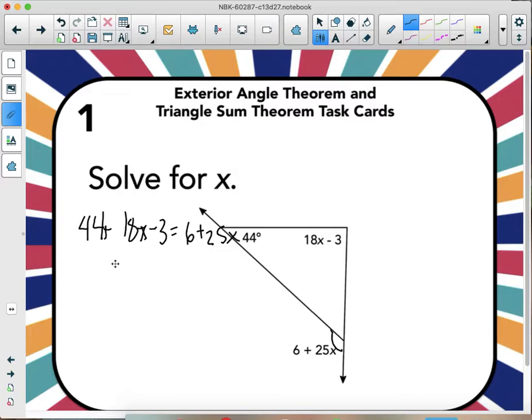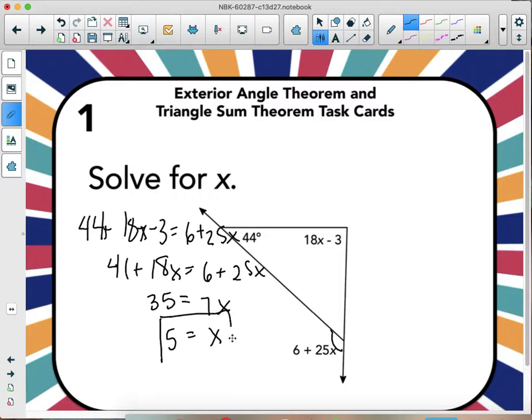From here, this is just our solving. Our 44 and 3 gets me 41 plus 18x equals 6 plus 25x. As we're solving, I subtract the 6, so we get 35 equals, I would subtract the 18x, and that's where we get our 7x over here. Divide by 7, so we get x equals 5. Again, as we go through these slides, it's the general idea of using these two different theorems to find our different angle measures.